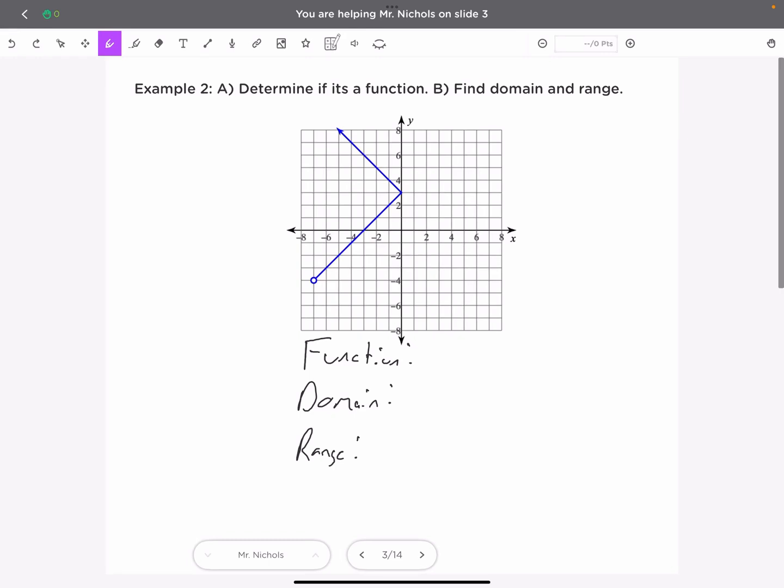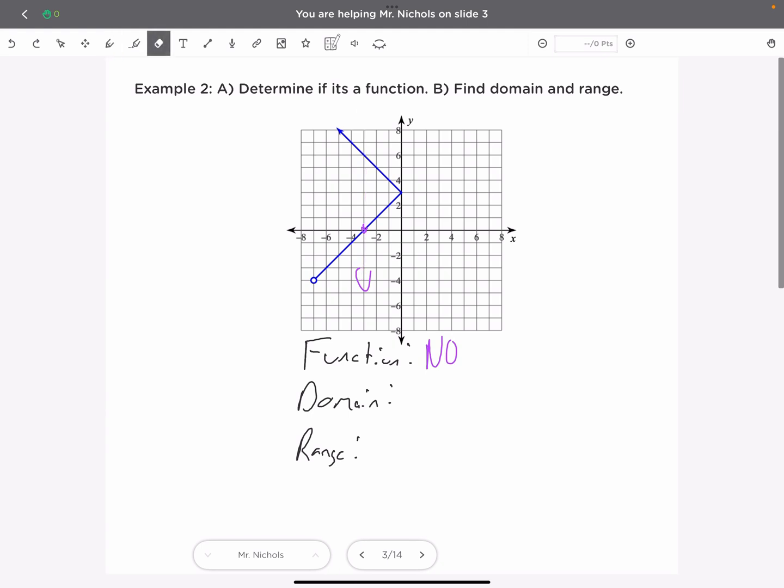Okay, so for example 2, same thing. Determine if it's a function, find the domain and range. Once again, this is not a function. We can tell by the vertical line test like we learned about before. So this is no. Now, in this case, we don't have individual points. We have a series of points.